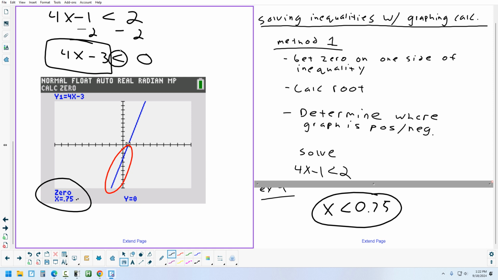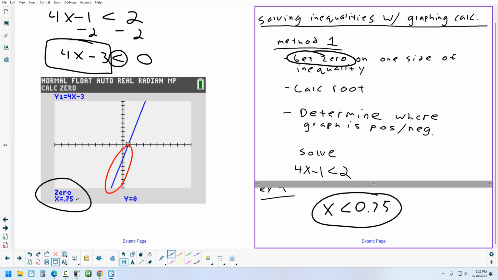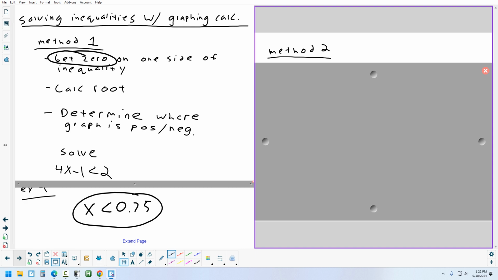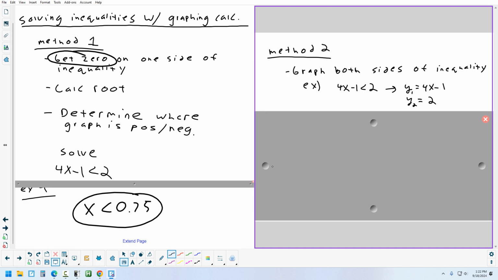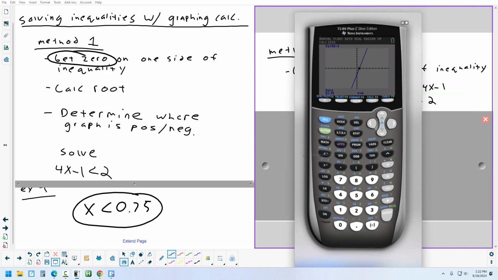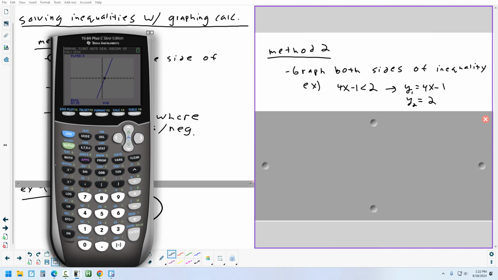So that method involves rearranging it because you got to get 0 on one side. The second method doesn't. You don't rearrange anything. So I'm going to do the exact same problem again. So we're going to get the same answer. But I'm going to show you the other method. In this method, leave it the way it is. Put the left side of your inequality in y1. Put the right side of your inequality in y2.